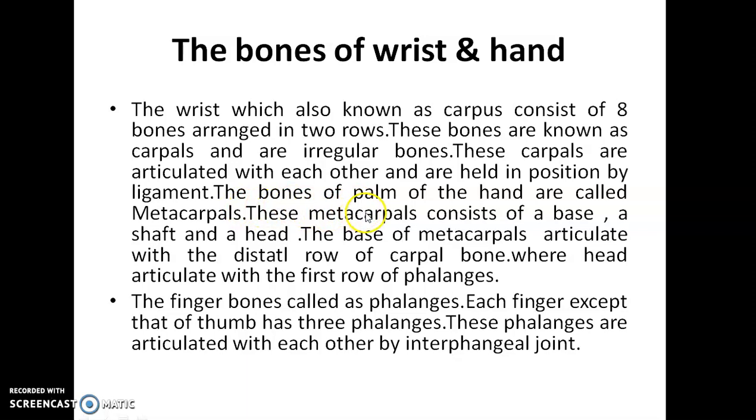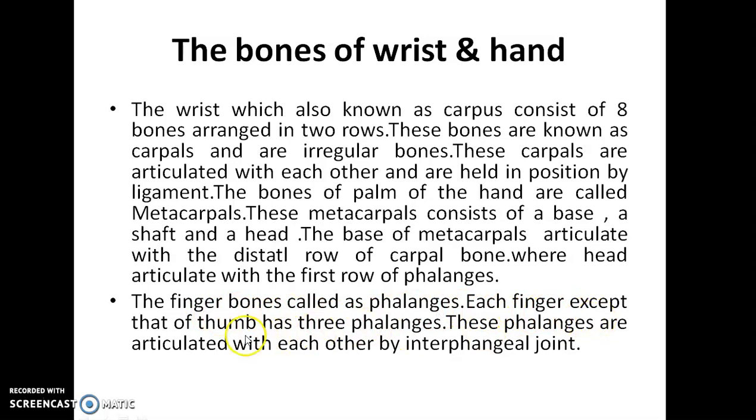The bones of the palm of the hand are called metacarpals, and the bones of the palm are called the metacarpus. This metacarpus consists of a base, shaft and head. The base of the metacarpus articulates with the distal row of carpal bones, whereas the head articulates with the first row of phalanges. The finger bones are called phalanges.